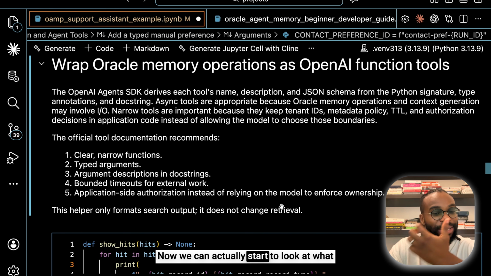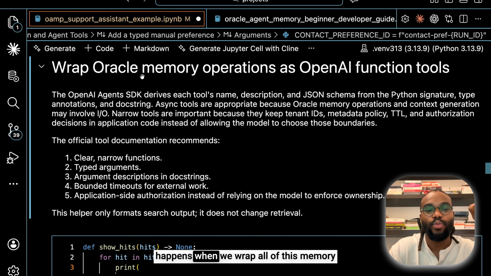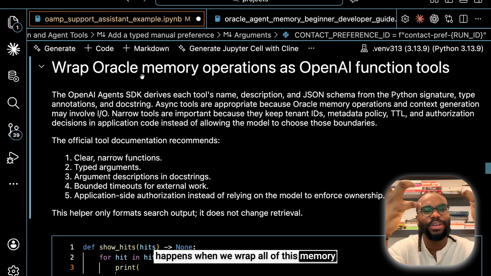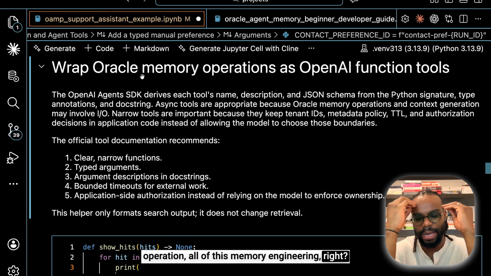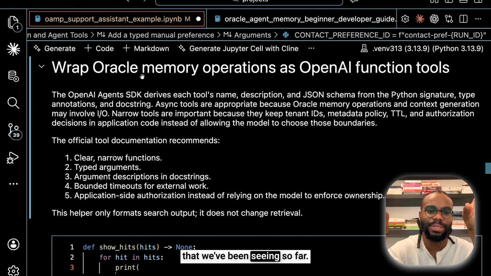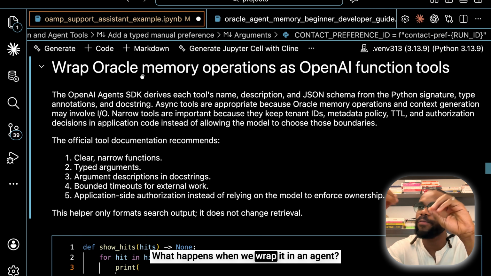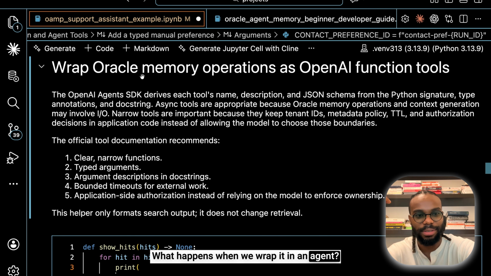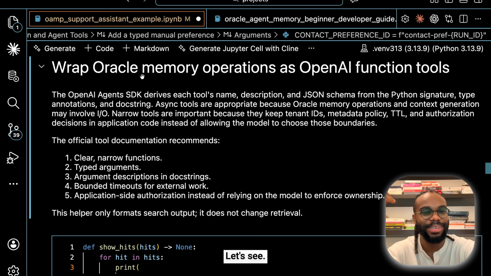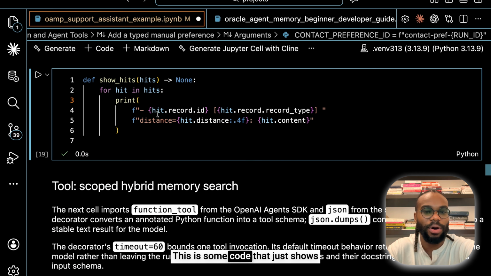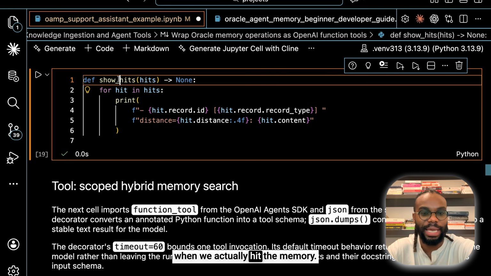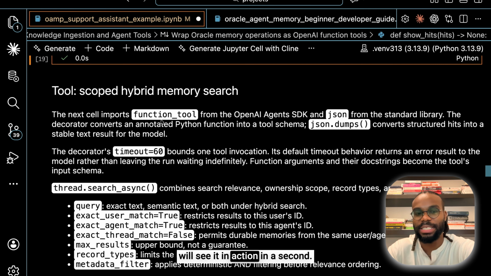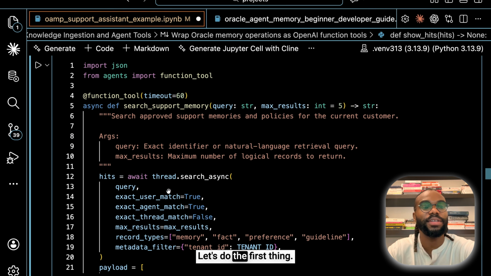Now we can start to look at what happens when we wrap all of this memory operation, all of this memory engineering, in an agent. These are just building blocks that we've been seeing so far. What actually happens? Let's see. This is some code that shows when we actually hit the memory. We'll see it in action in a second. Let's do the first thing.